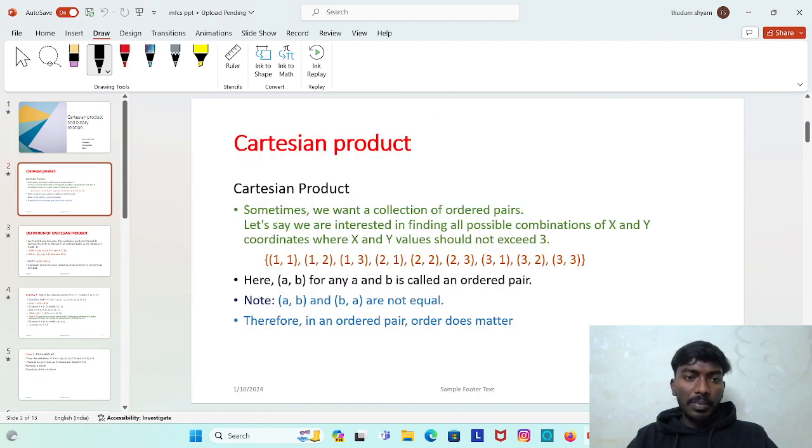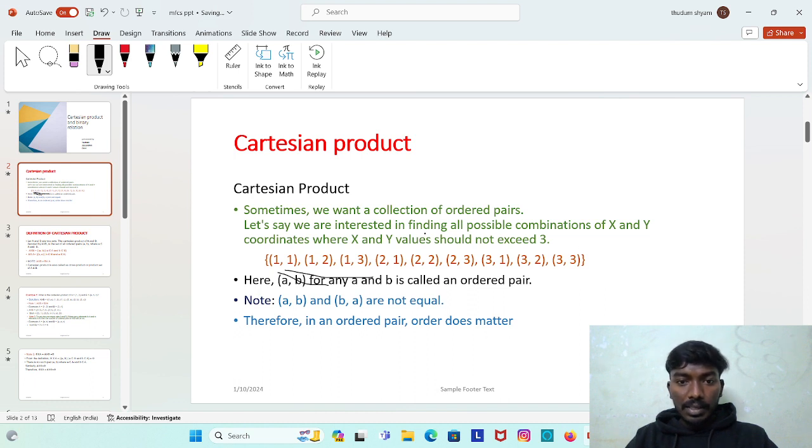The first topic is the Cartesian product. First of all, we are going to learn what a Cartesian product is. The definition is that sometimes we want a collection of ordered pairs. A collection of ordered pairs means pairs like (1, 2), (1, 3), (2, 1), (2, 2), which are contained in a set.